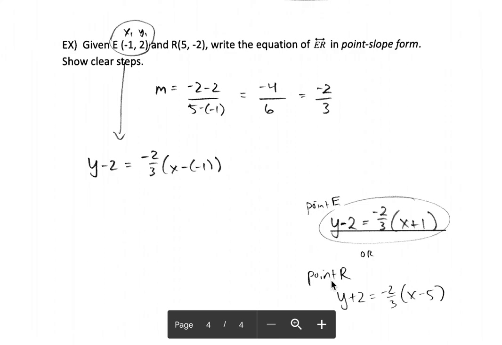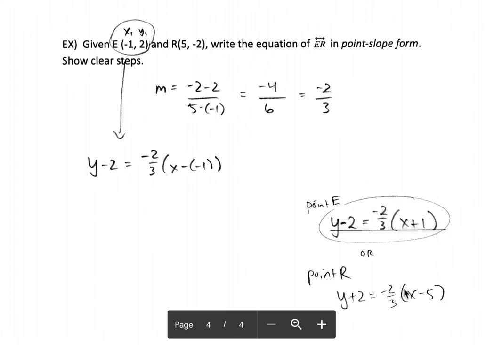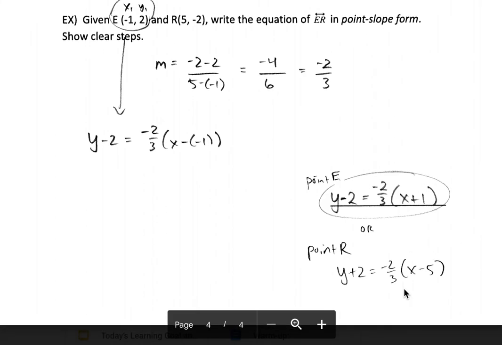If I chose point R, I could say y minus negative 2, which turns into y plus 2, equals our slope, negative 2 over 3, times the quantity x minus our x value, or 5, so x minus 5 there. Again, if you solve each of those equations for y, put it into slope-intercept form, you should get the exact same answer because they should be the exact same line.